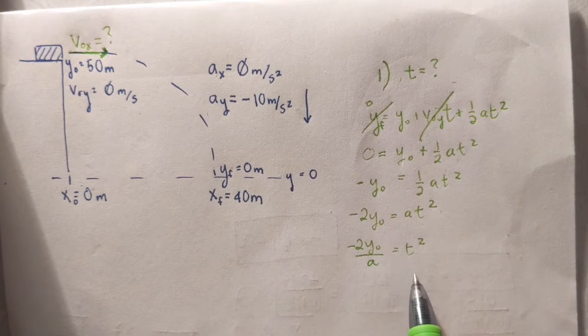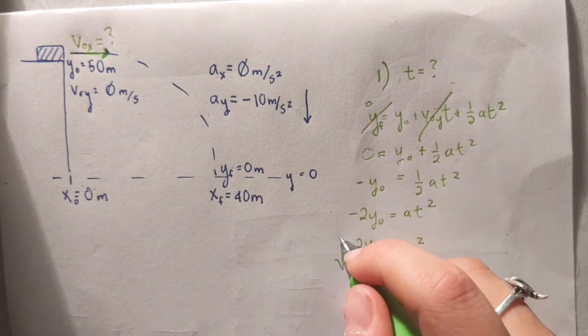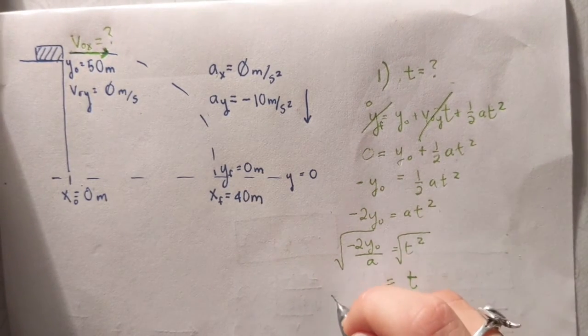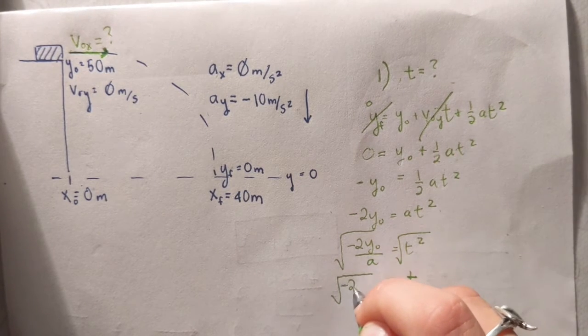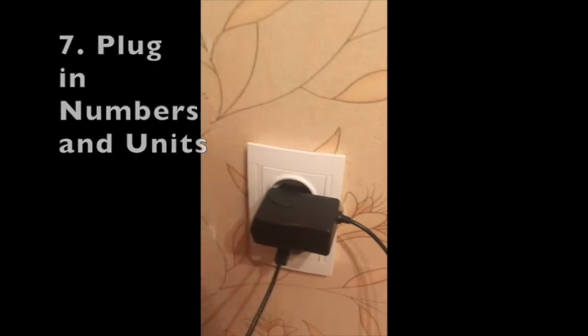So you might think this is where you stop, but we have t squared. We need just t. So to get rid of t squared, I got to square root both sides, and I get that t is equal to the root of -2y0 over a. Okay, now I'm free to plug in my numbers.